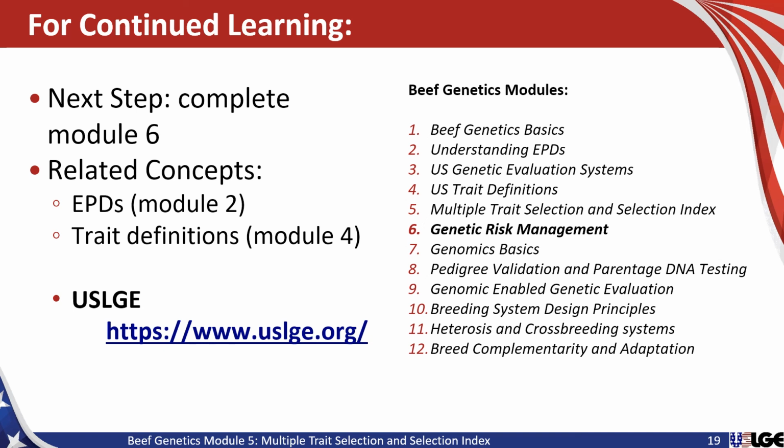For continued learning, I would encourage you to watch the next module entitled Genetic Risk Management. And for concepts related to multiple trait selection, I'd refer you to Module 2 that discusses fundamental concepts of EPDs, or Module 4 which goes through trait definitions of EPDs offered by U.S. beef cattle breed organizations. And for more information related to USLGE, I'd encourage you to visit their website.